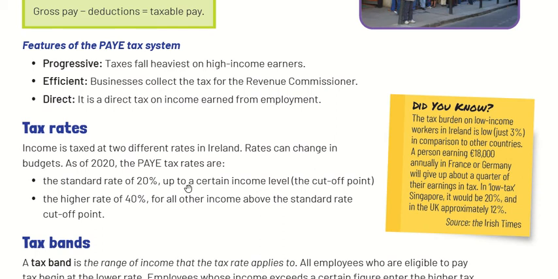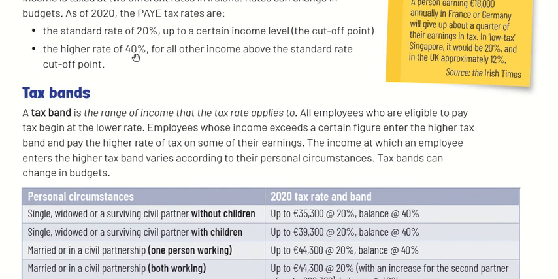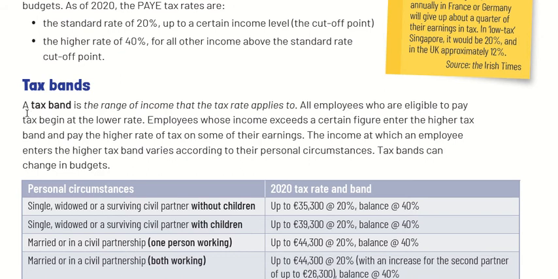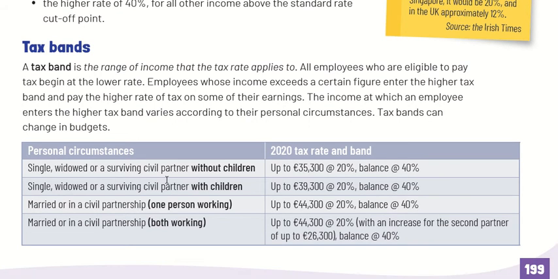Okay, so tax rates first. As I said, there's a higher and a lower rate. The standard rate is 20% and 40% is the higher rate. When it comes to the cut-off point, most people pay 20% up to a certain point, and anything after that will be calculated separately at 40%. Depending on how much you earn, for most people, if you earn up to 35,300, you're paying 20% on that much, and anything above that you earn will be separately calculated at 40%.